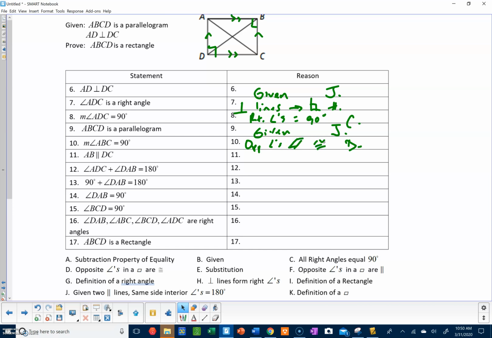A lot of abbreviating being done here. And then it says line AB is parallel to line DC. This is the definition of a parallelogram, which is choice K, that the opposite sides are parallel.